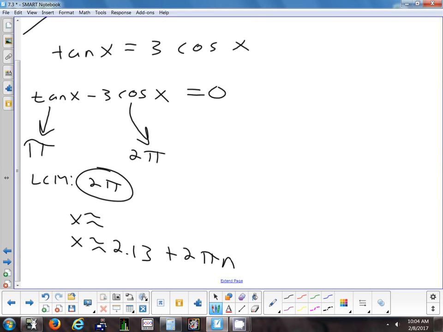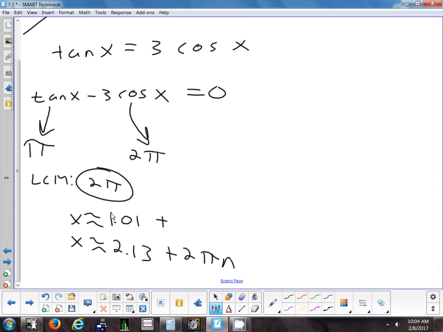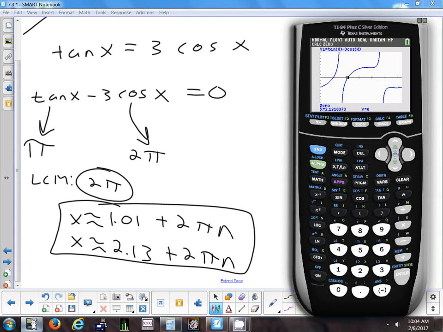Okay, and we're going to get another answer, which is not a repeat. You cannot get this answer from the first one. They're 2 distinct answers. Yep. I got 1.01. Right, 1.01, and that also repeats every 2 pi. How come we only got one answer for the second problem? Because it only crossed the x-axis one time. However many times it crosses the x-axis, that's your answers.